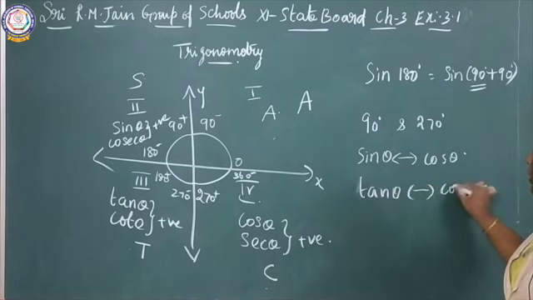See 825. X-axis, Y-axis. First you will check how many 360s are there. 360 plus 360 is 720. So 2 into 360 is 720. 825 minus 720, what is the remaining value? Remaining value is 105. Two complete rotations are over.